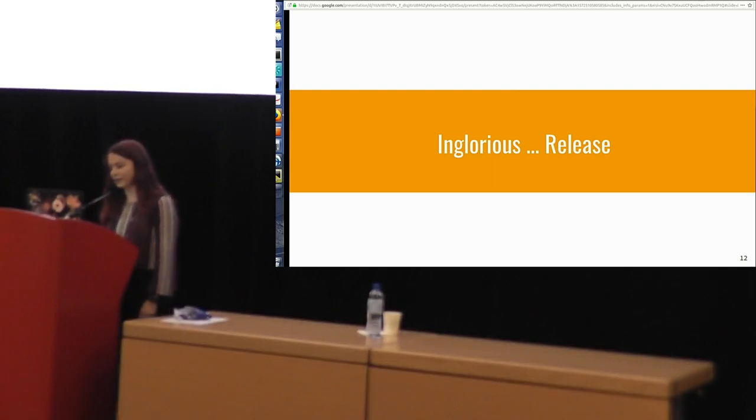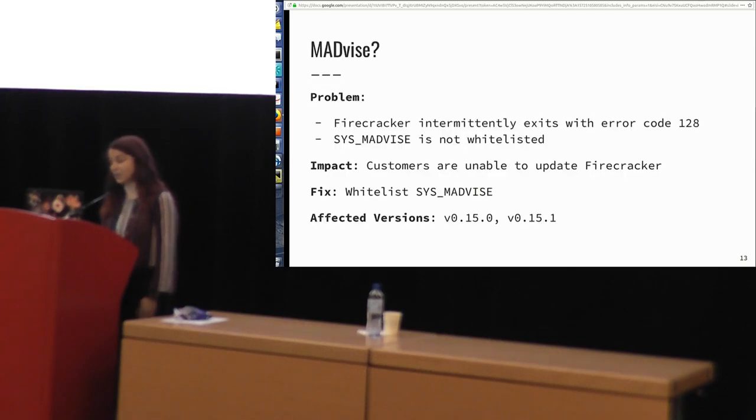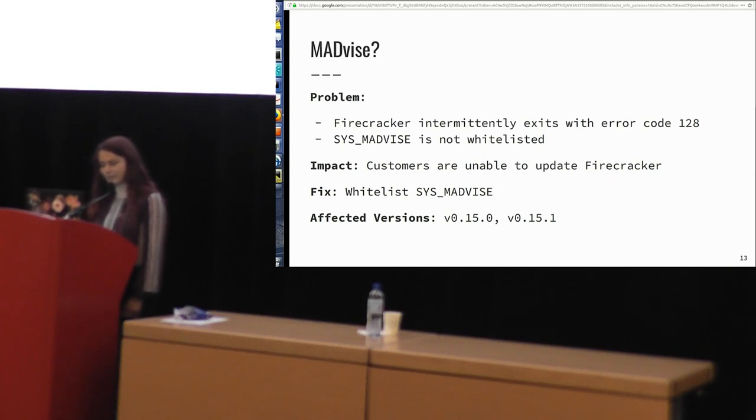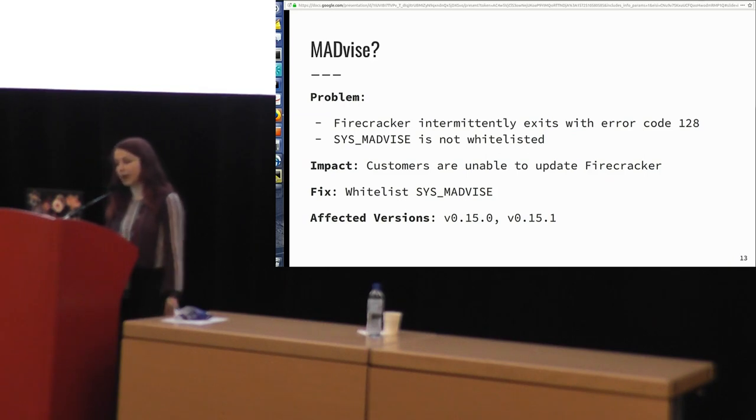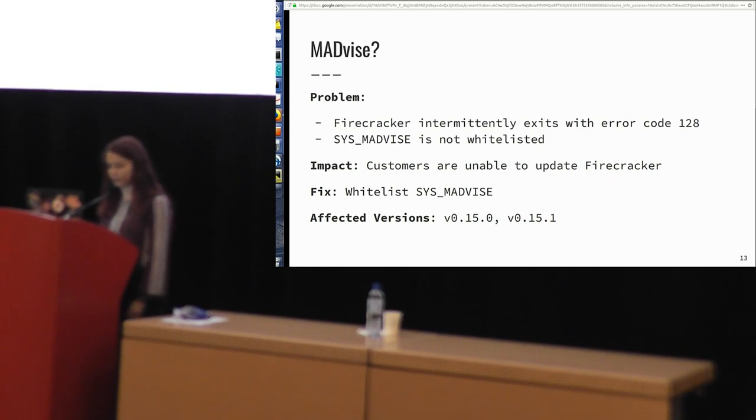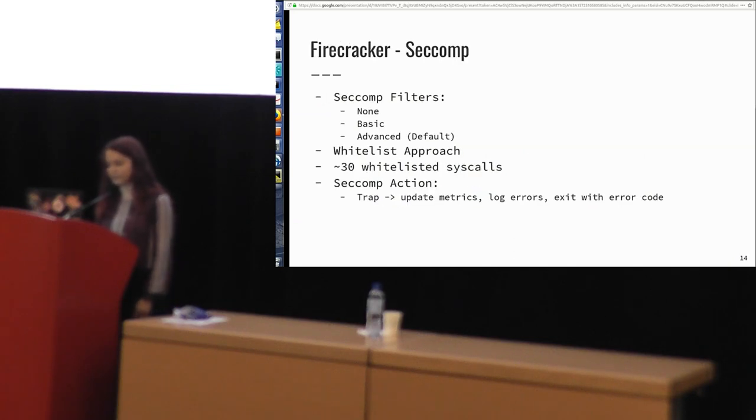So we have inglorious releases. Firecracker went a bit mad this time. The problem was that Firecracker would crash with error code 128. And the problem was super straightforward. It was just one syscall that was not whitelisted. But it had a really big impact because of the intermittent failures. Customers were not able to update to the newer Firecracker version. The fix was, again, super straightforward, just whitelist the syscall. But we had two versions that were actually affected.